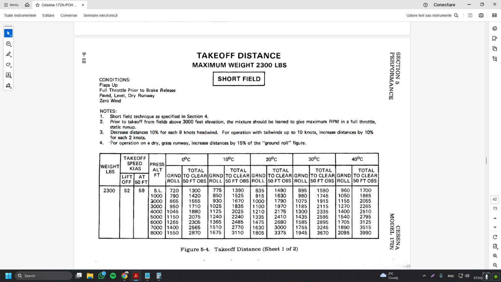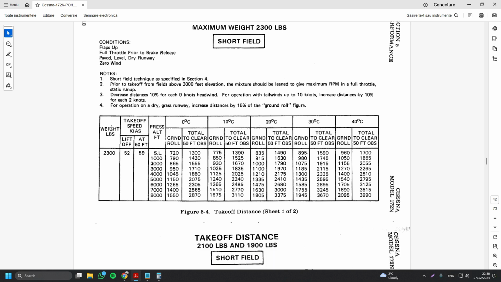And also this one. For operation on a dry grass runway, increase distances by 15% of the ground roll. As we know, a grass runway has a higher friction than a paved one, so that's why the distance increases by 15%. Okay, so let's jump to the table.